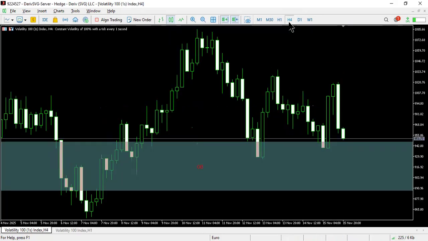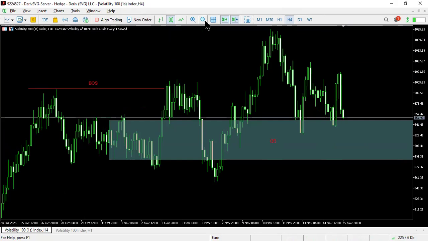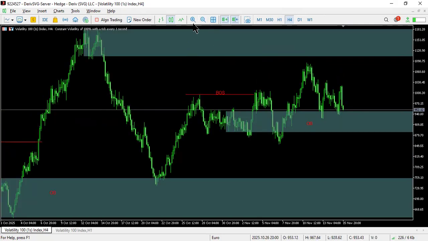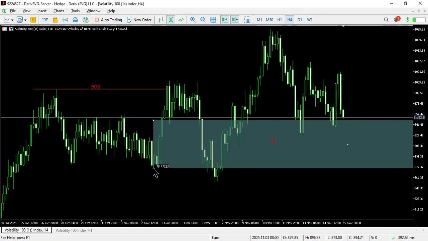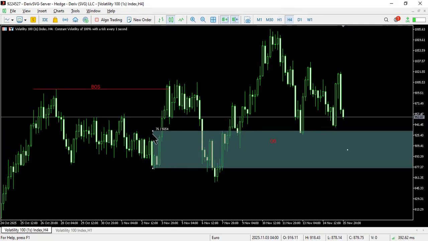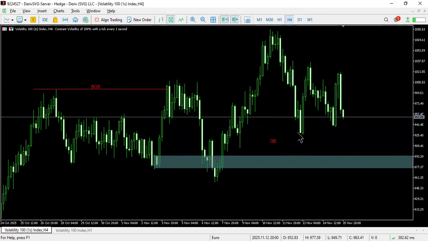Then if we go to the 4 hours time frame, let us just adjust. Break of structure, and then the order block from the 4 hour time frame is that one where price has reacted.